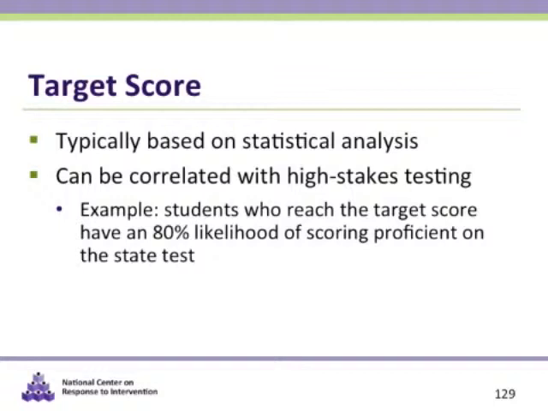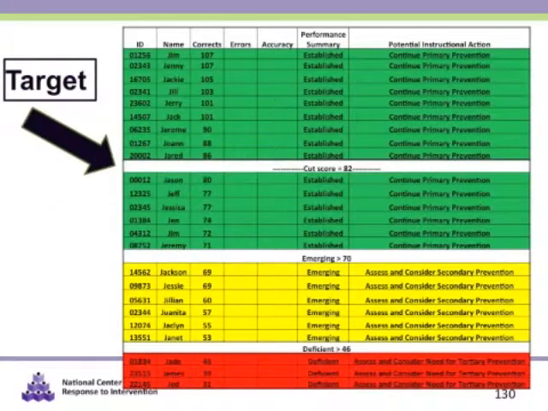So for example, students who reach the benchmark have an 80% likelihood of scoring proficient on the state test. Using target scores can assist with determining overall effectiveness of the core curriculum and instruction, while the criterion reference scores are probably a little more helpful in determining groupings for instructional programs. So here's an example of looking at the criterion referenced and the target together.